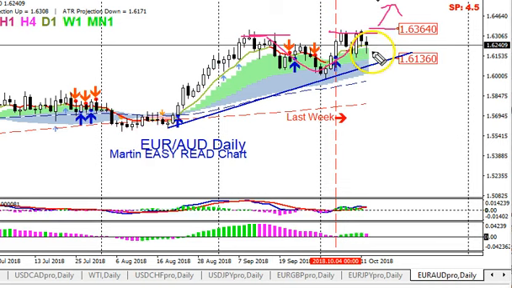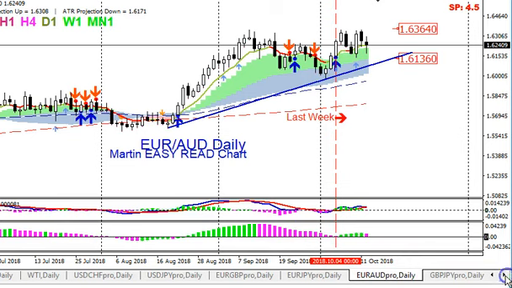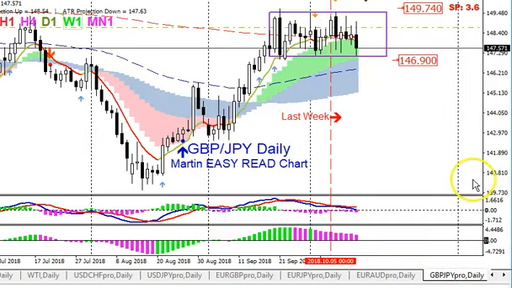I teach that in the course. That is one of the signals that I teach you. And look for buys above 163.64 and sells below 161.36. Okay, so last pair coming up in my quick video here for this week.